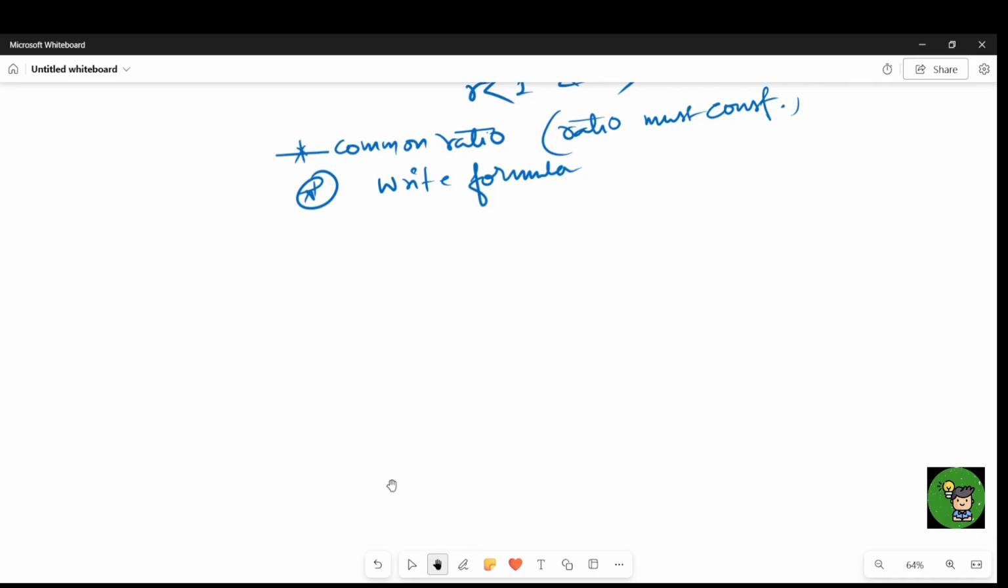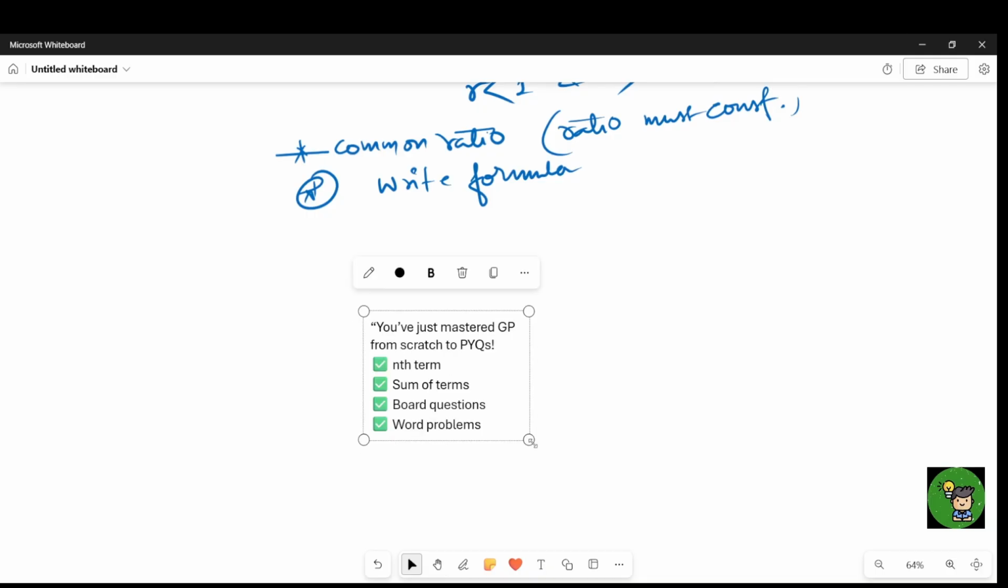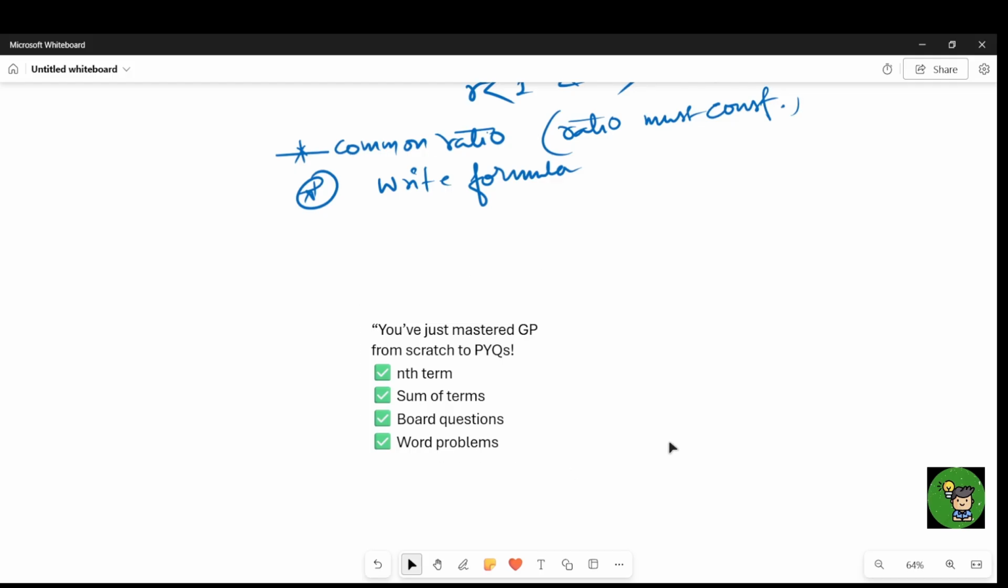So you have mastered GP from scratch to PYQs. So what did we learn today? We have done the nth term, we have done the sum of terms, we did a board question, and we did a word problem.